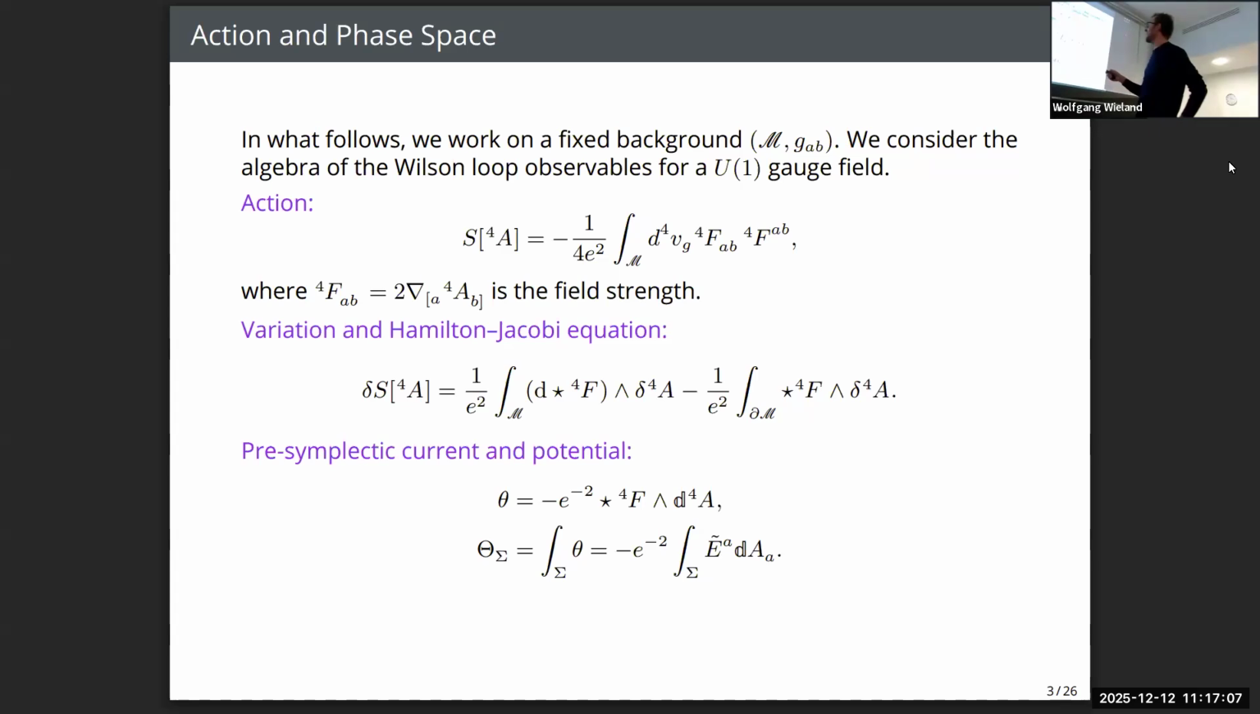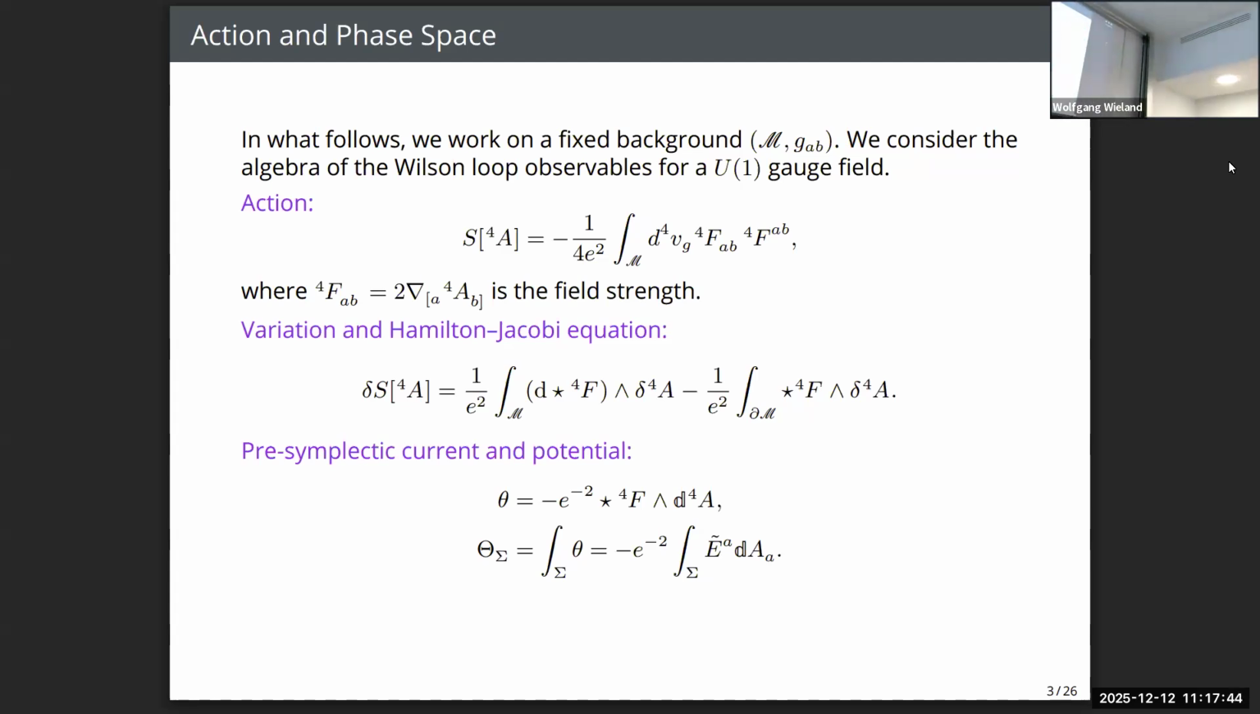So the starting point is just the action for electromagnetism, so for a U(1) gauge field in a fixed background spacetime. F_ab is the field strength of the vector potential. Here a, b are four-dimensional abstract spacetime indices. This prefix 4 that appears all the time should just remind us that we are considering fields in the bulk. And when we take the pullback to the boundary, I will drop this prefix.